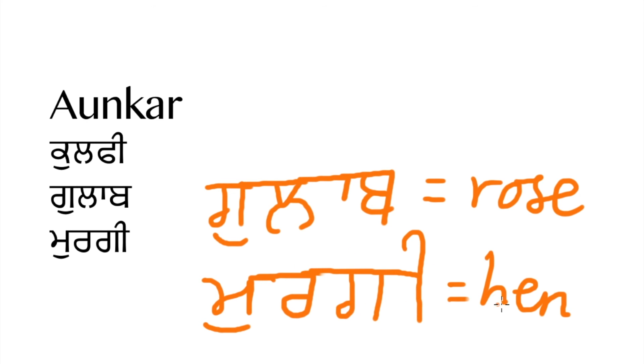So murgi means hen. And yep, just recapping, gulab is a rose and a kulfi is a special Indian type of ice cream. Murgi meaning hen.